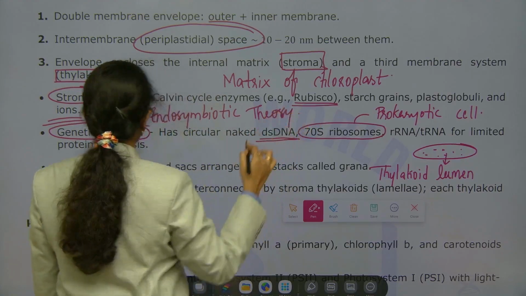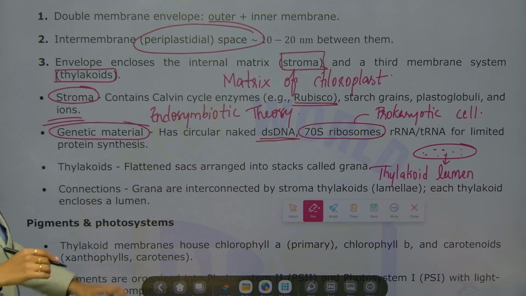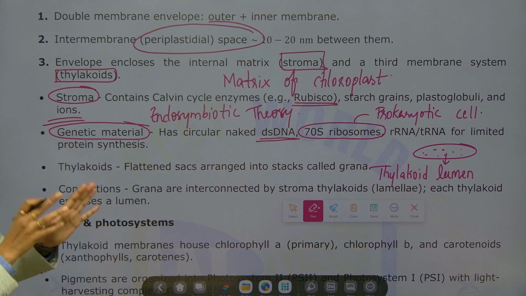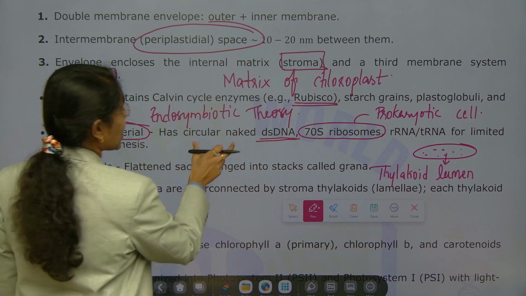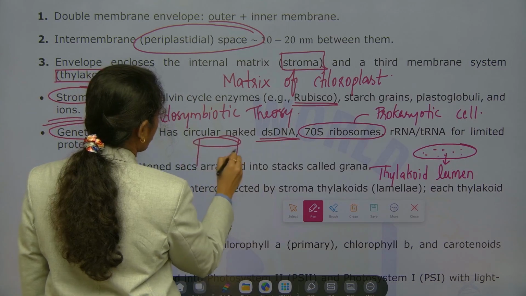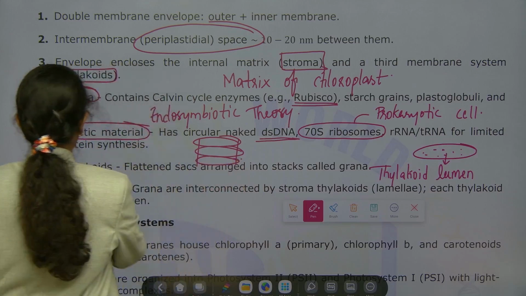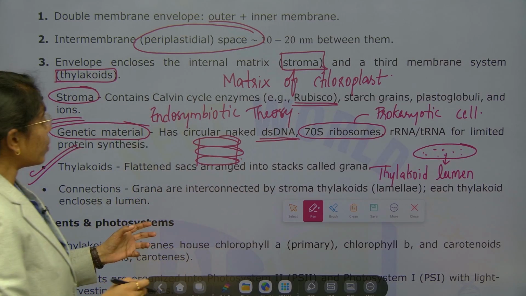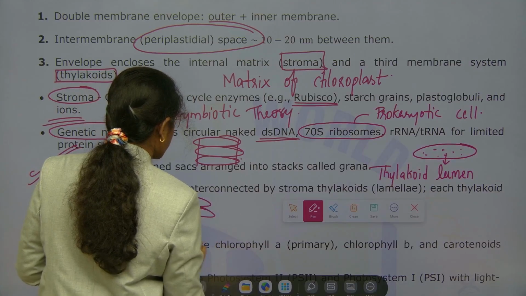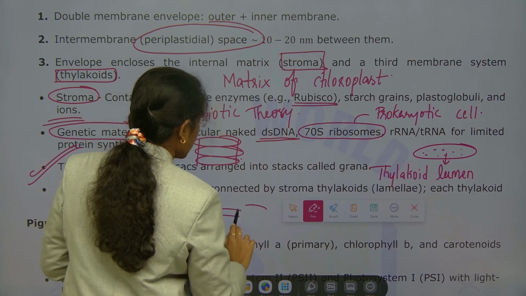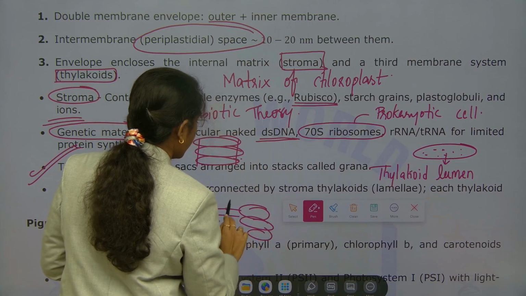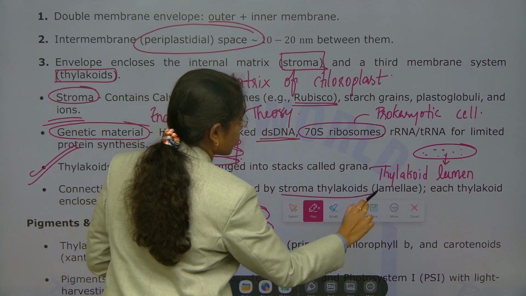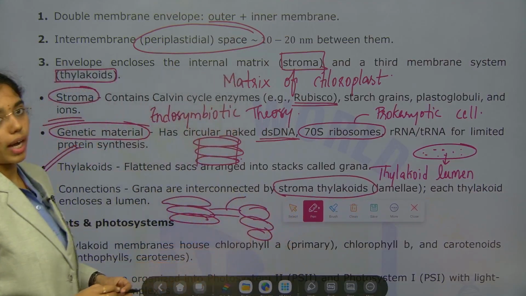Next, thylakoids. Flattened sacs, they are arranged into stalks. Stalk of the sac-like structure is grana. Next, connections. Grana are interconnected, and one grana is connected to other grana by stroma lamellae, or you can say stroma thylakoids.